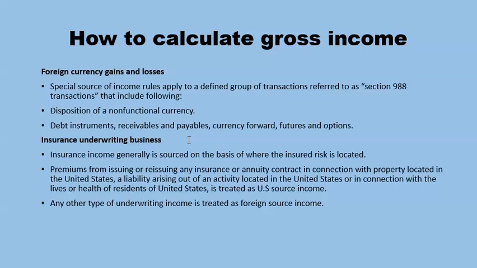Insurance underwriting business. Insurance income generally is sourced on the basis of where the insurance risk is located. Premiums from issuing or reissuing any insurance or annuity contract in connection with property located in the United States, a liability arising out of an activity located in the United States, or in connection with the lives or health of residents of the United States, is treated as U.S. source income. Any other type of underlying income is treated as foreign source income.